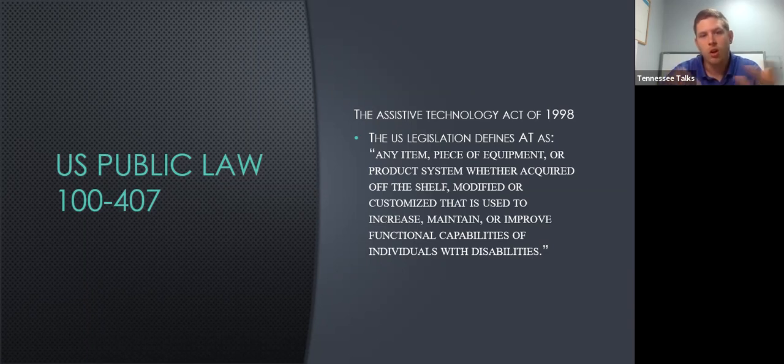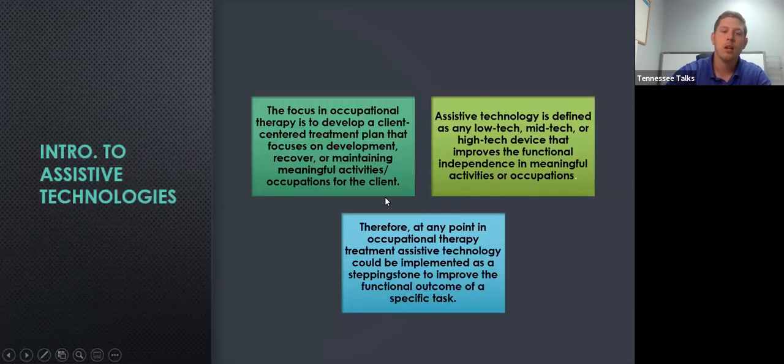I just want to tell all the OTs out there that are practicing that assistive technology can be small things. You have no tech, low tech, mid-tech and high-tech, and I'm going to go over those briefly in a little bit, but it can be as simple as a pencil grip. And this is something that you're progressing to improve the individual's pencil grip in OT practice.